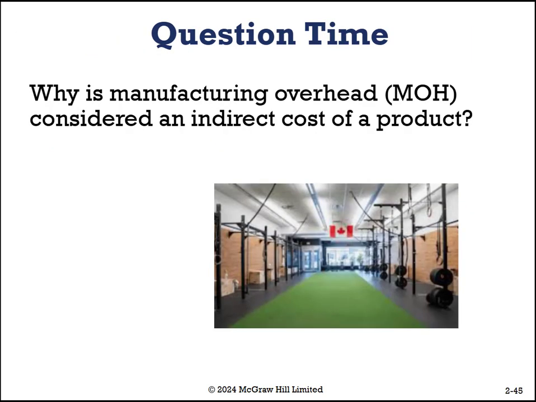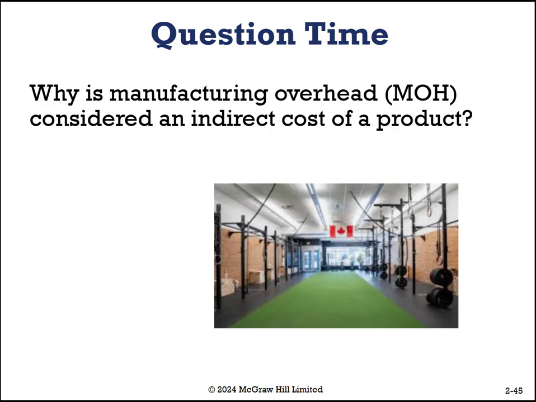Question time. What about a CrossFit box? What are its products? How would you account for different items in this picture? So I want you to pause this video and give this a thought. Why is manufacturing overhead considered an indirect cost of a product? And then how do we apply this to a CrossFit box?